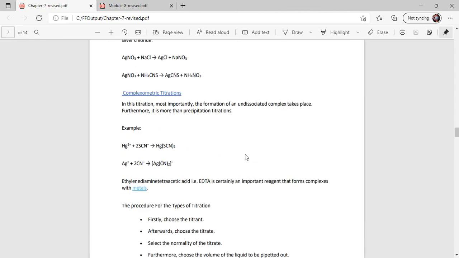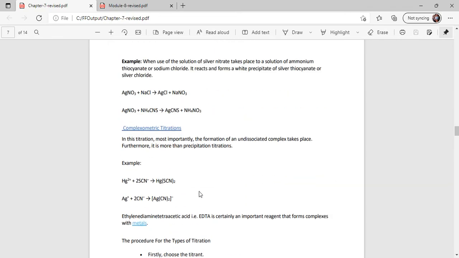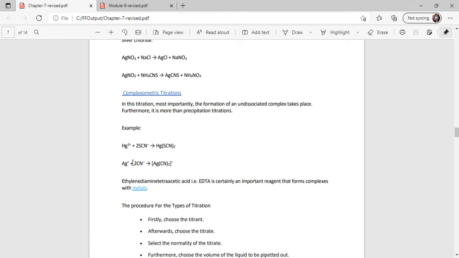Now, for your complexometric titration, in this titration, most importantly, the formation of your undissociated complex takes place. Furthermore, it is more than precipitation titration. You have here Hg, your mercury, 2+ plus 2 SCN, which will produce Hg(SCN)2. Then you have your Ag, silver, plus 2 CN negative.